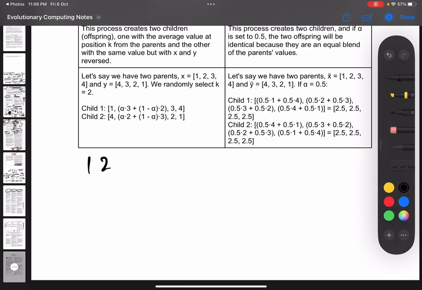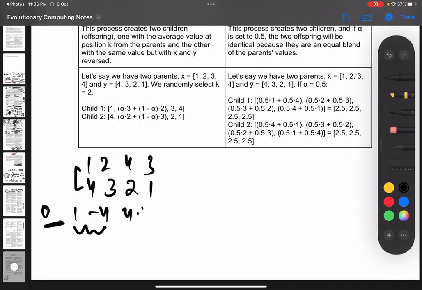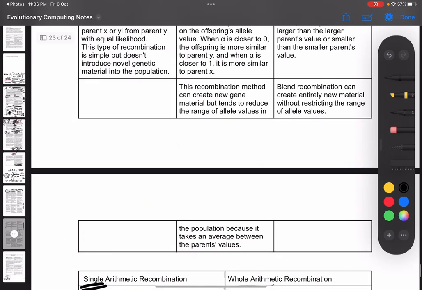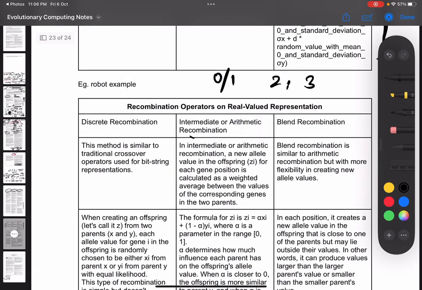Our first gene is 1, 2, 3, 4. Next gene is 4, 3, 2, 1. Now the new offspring value created here will always be restricted between 1 and 4. There is no way that it can escape, it can't be 0 or 4.5 or 5.6 or something like that. This type of arithmetic constricts it; the offspring at that position will always be in the range of its parents.